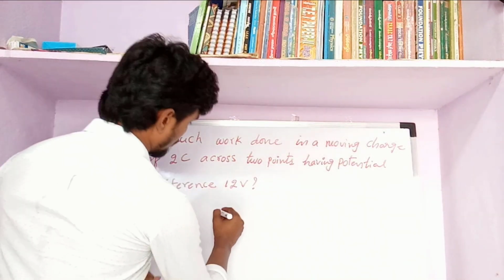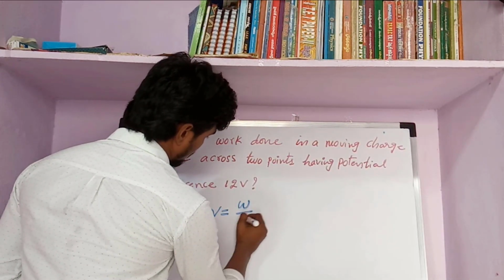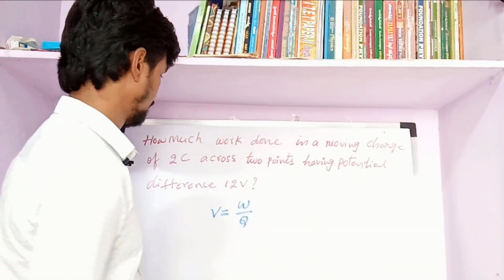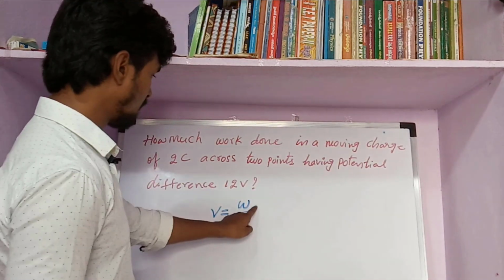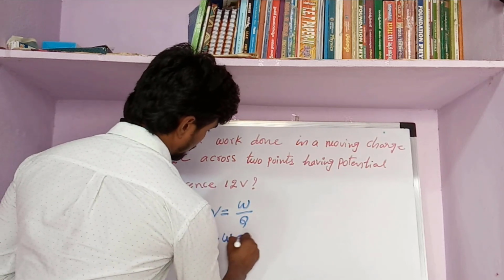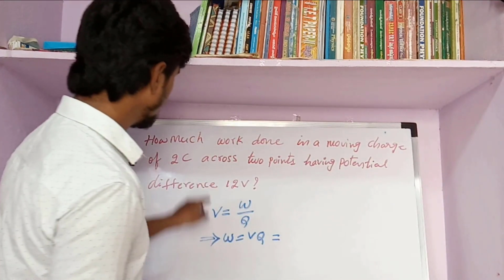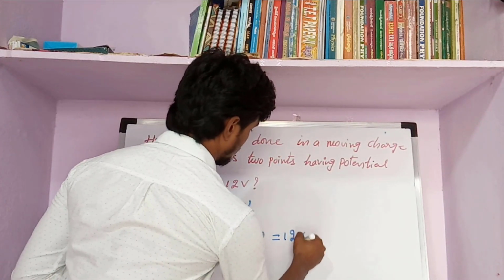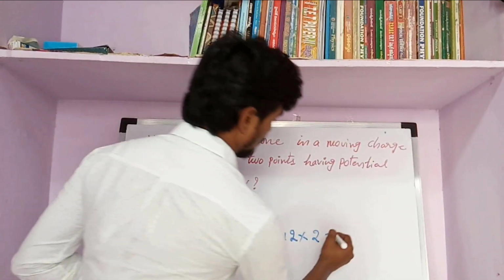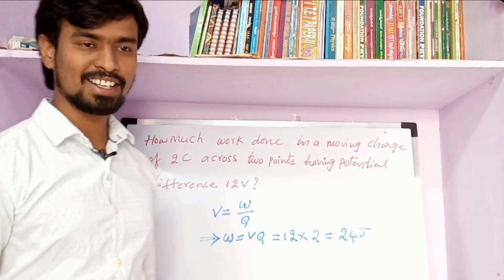We know that voltage equals work by charge. We need to find the work. From this, work done W equals V into Q, which is 12 into 2, equal to 24 joule. So the work done is 24 joule.